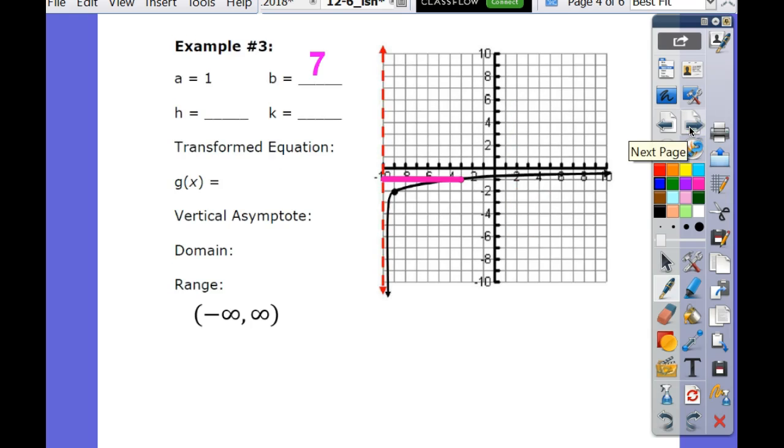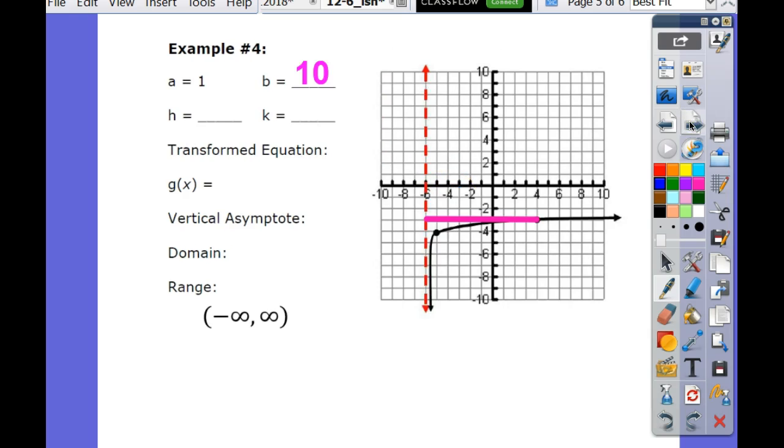The base on example 3 is 7. This point right here is where you count the base. 1, 2, 3, 4, 5, 6, 7. Example 4 has a base of 10. Here's where you count the base of 10.